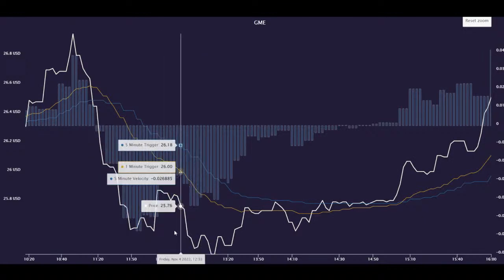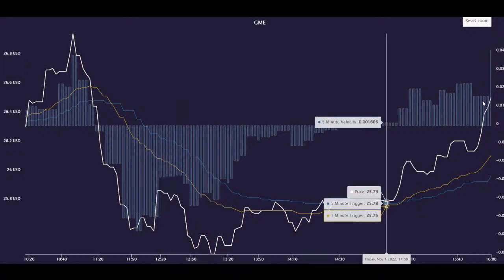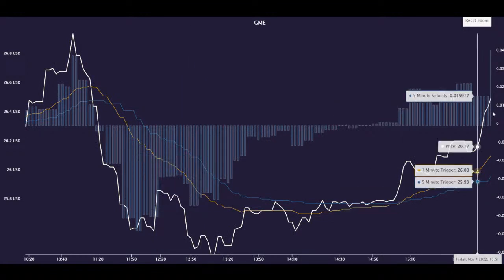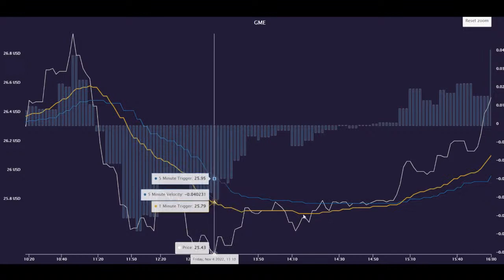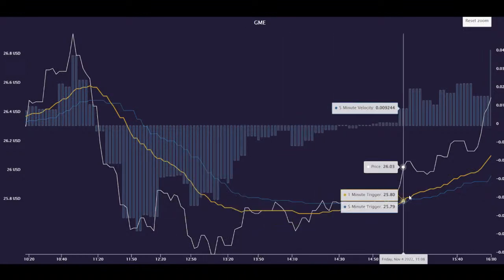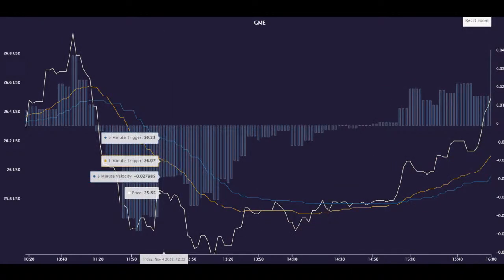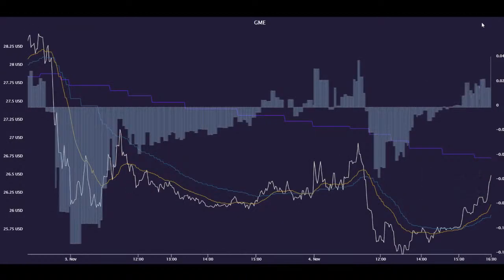And that's when I tweeted at 12:55 that we're starting to see some bullish divergences on GME, and price was 25.56, and price moved up a full dollar. So here's your reversal, and then once the 1 minute trigger crosses the 5 minute trigger, that's when the stock starts to move a little more bullish. Now we're below the hourly trigger, so this is a very important level to get above.